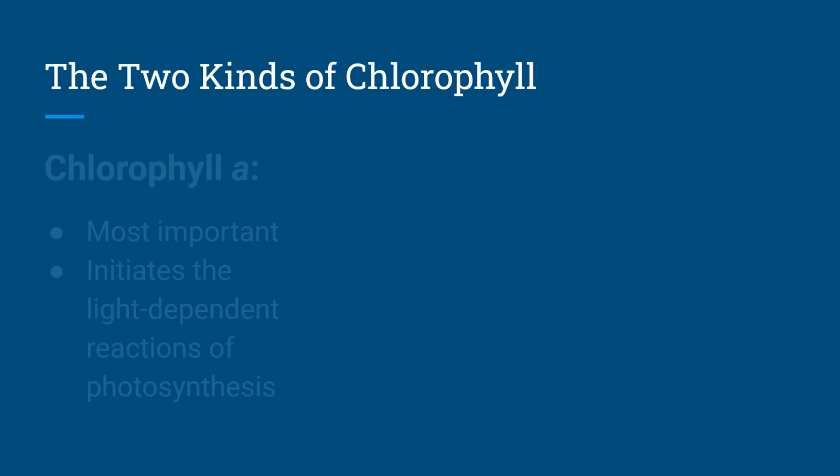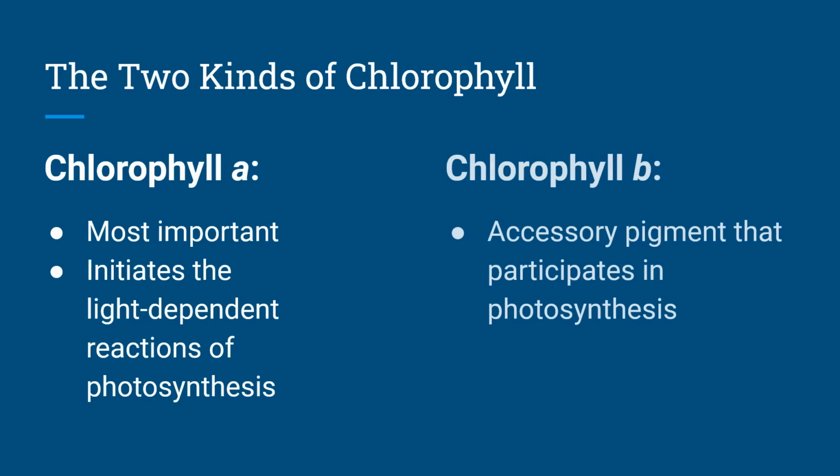Now, there are two kinds of chlorophyll. You have chlorophyll A and chlorophyll B. Chlorophyll A is the most important, as it initiates the light-dependent reactions of photosynthesis. Chlorophyll B is more of an accessory pigment that plays a more minor role in photosynthesis. The two pigments differ in minor changes in their chemical structure. Going back to our gear analogy, this can be manifested as two different types of gears.